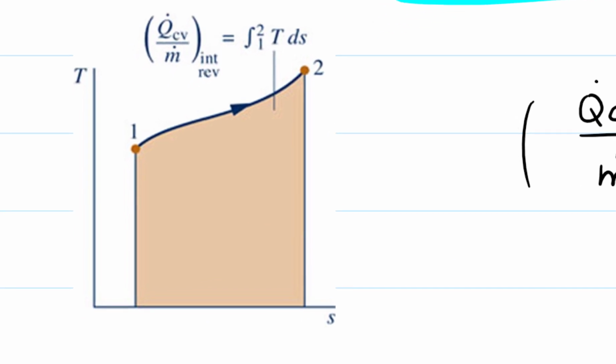See the TS diagram. The area under the process path is the amount of heat transfer per unit mass flow rate for an internally reversible process. It is path dependent.